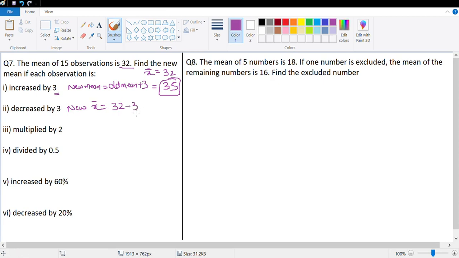In this case, 3, so this is 29. So the new mean will be 29. Right, it decreased by 3, right?